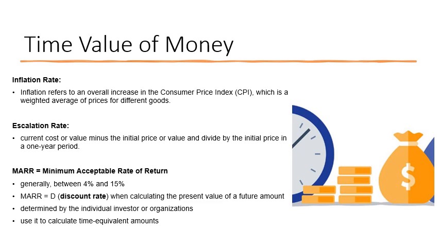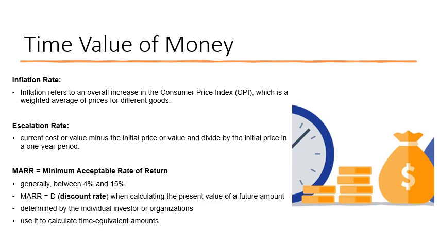Another term is escalation rate, which is the current cost or value minus the initial price or value, divided by the initial price, in a 1 year period. In the previous example, the escalation rate was that $200 of the scooter price. Also, we have the discount rate, which is the profit that you can make from a business or an investment, like that $300 from investing in digital coin.